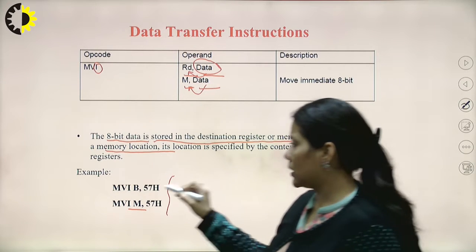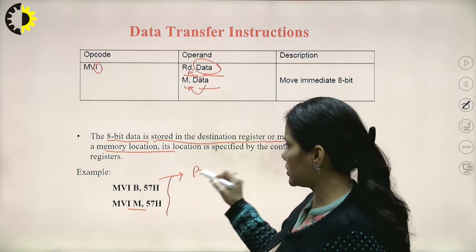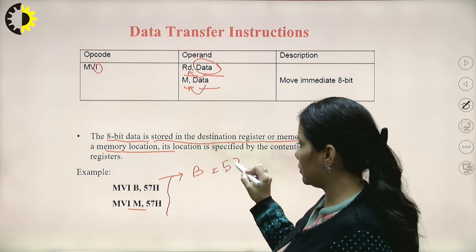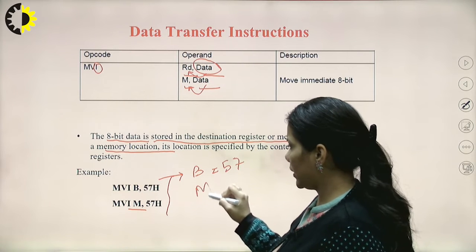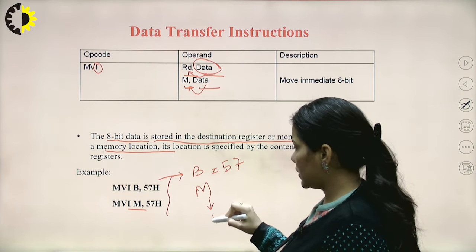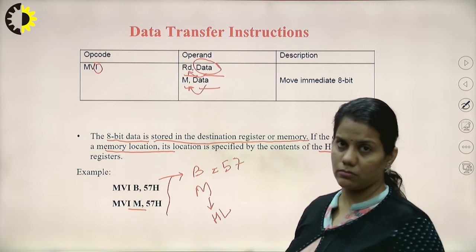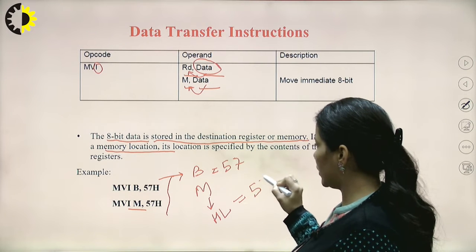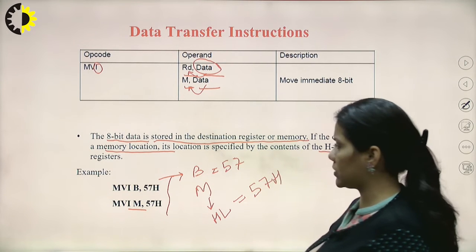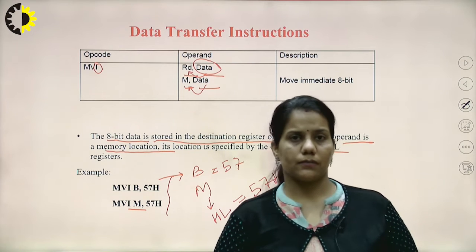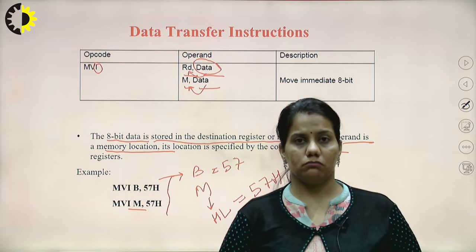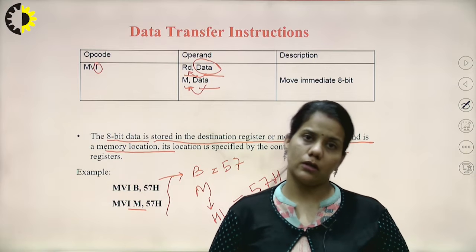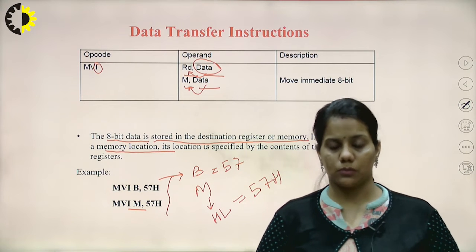Means according to this instruction, B register will hold the value 57, and memory location means the HL pair contents will point to this memory location and it will hold the value 57H. So this instruction will write the immediate data into the destination register or the memory location.